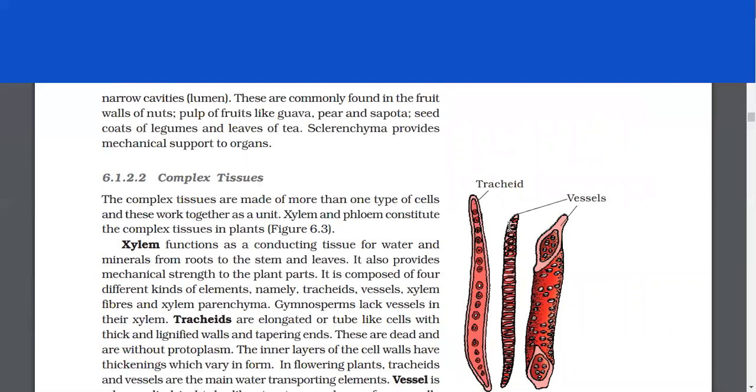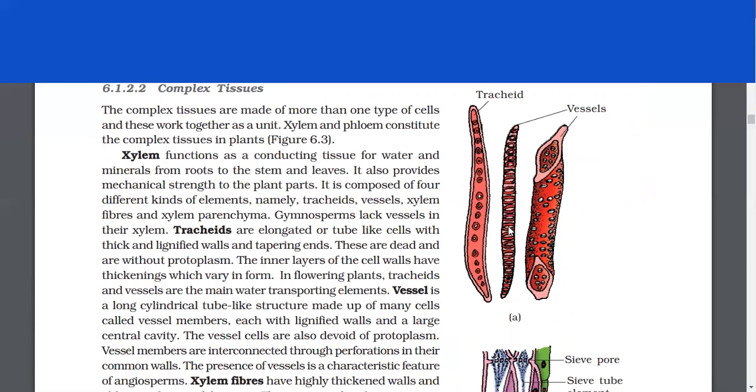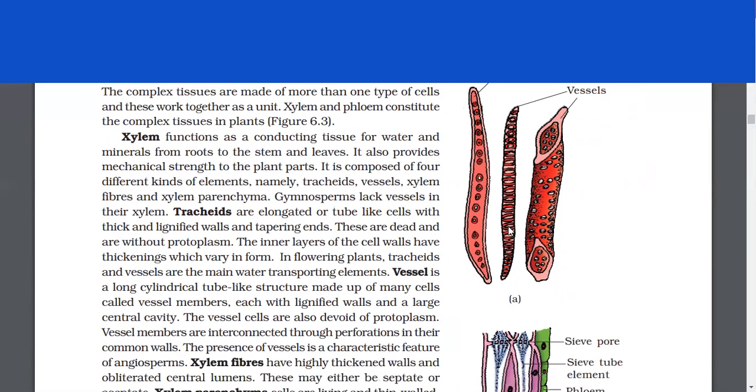The complex tissues are made up of more than one type of cells, and these work together as a unit. Xylem and phloem constitute the complex tissues in plants. Xylem functions as a conducting tissue for water and minerals from roots to the stem and leaves. It also provides mechanical strength to the plant parts. It is composed of four different kinds of elements, namely tracheids, vessels, xylem fibers, and xylem parenchyma.